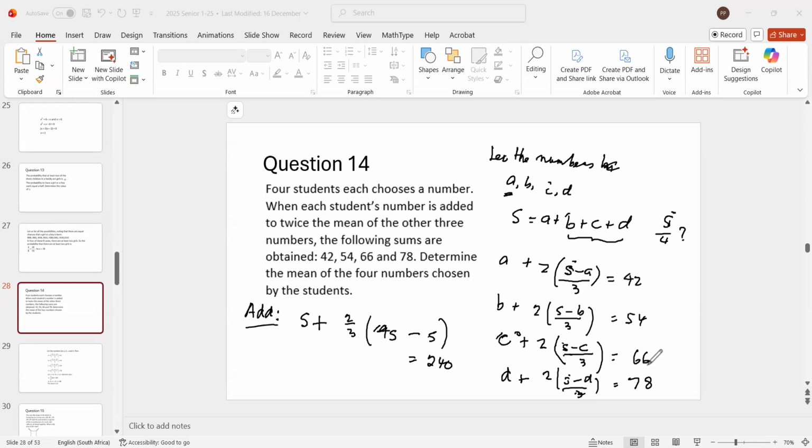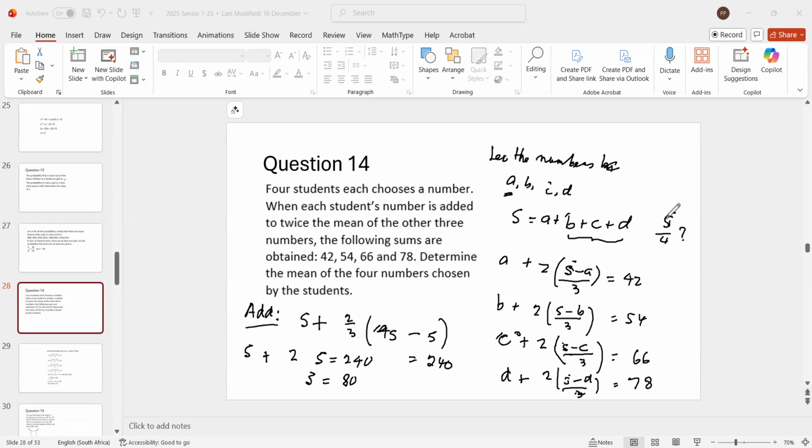Say 96, 162, 240. So here you only got one unknown now. This is beautiful. So this is 2/3 S plus 4S minus S is 3S. So 2/3 of 3S is 2S. So S plus 2S is 3S. So S is equal to 80.